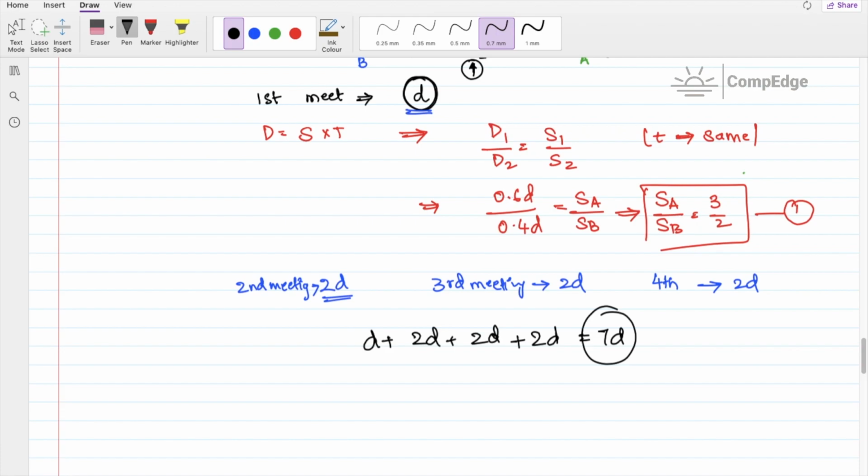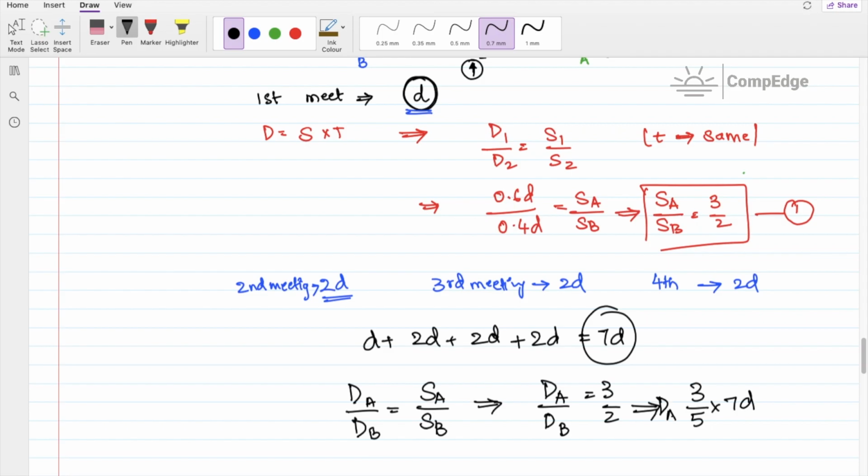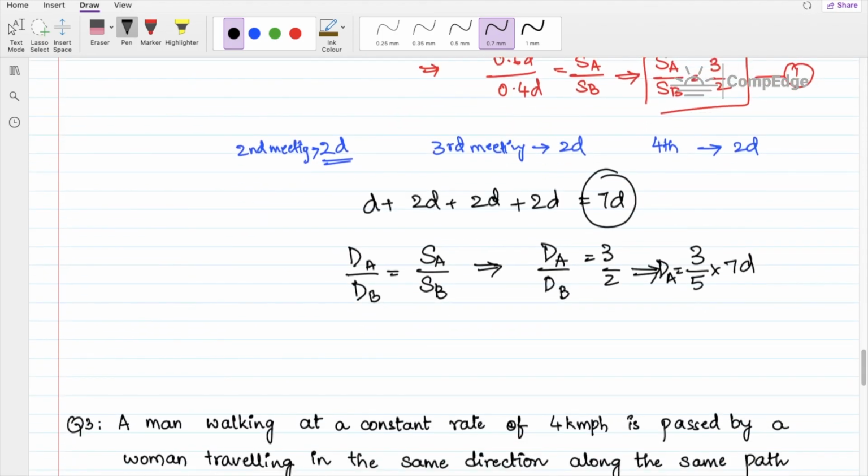If the total distance is 7d, suppose dA is the distance covered by A and dB is the distance covered by B. Since the times are same, again this relationship is valid. So we can write dA by dB is again equal to 3 by 2. So what is the distance covered by A? Distance covered by A will be nothing but 3 by 5 of 7d. From here we would get dA is equal to 4.2d.